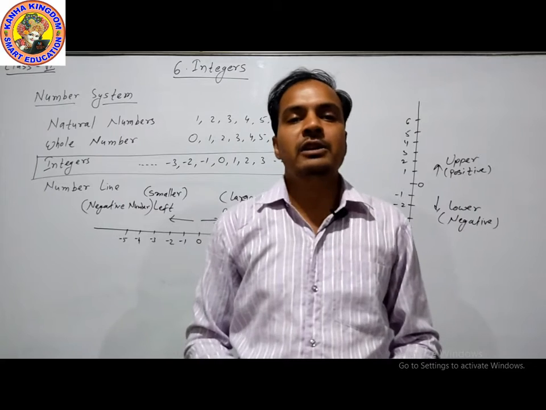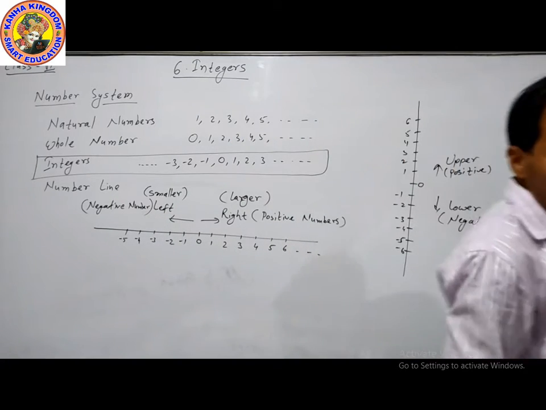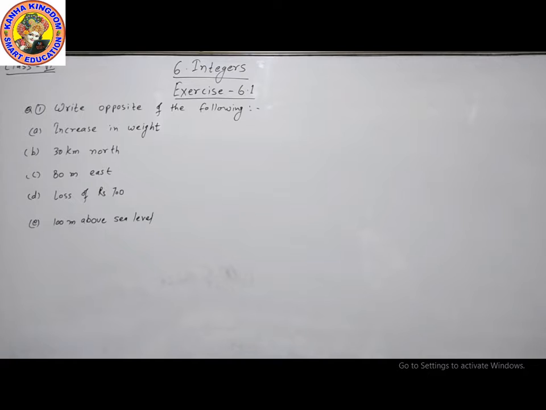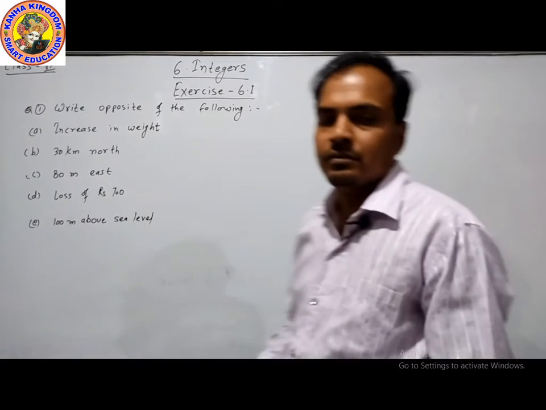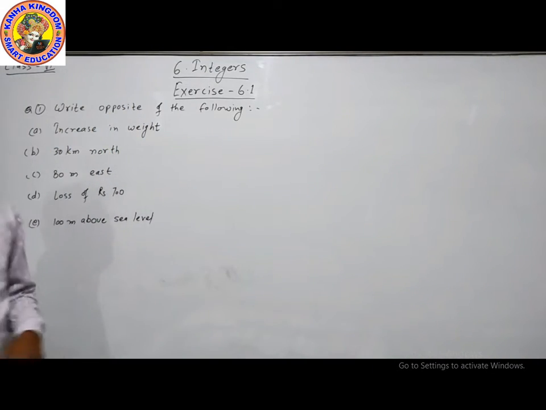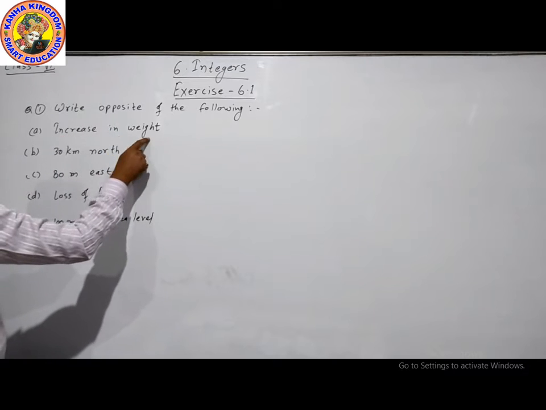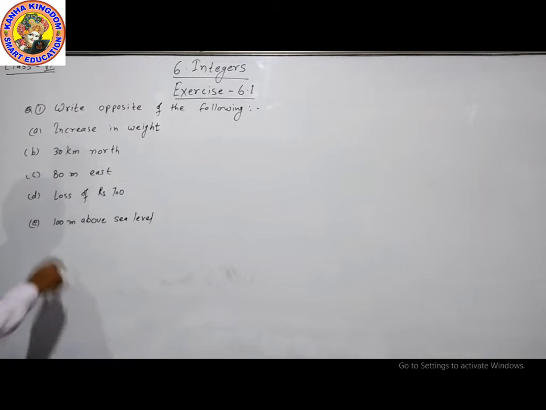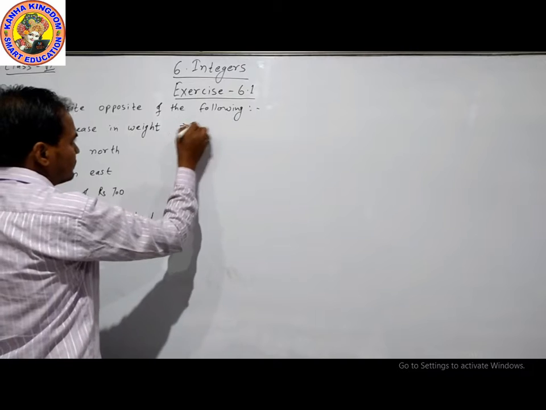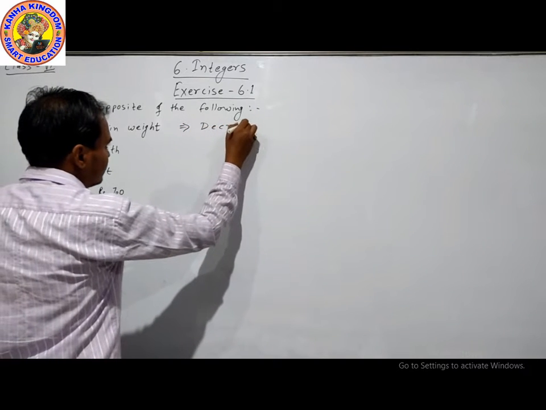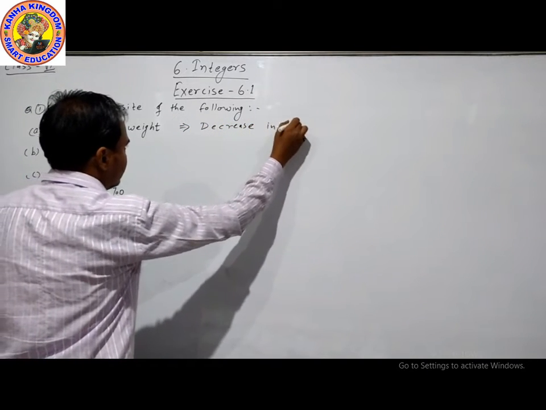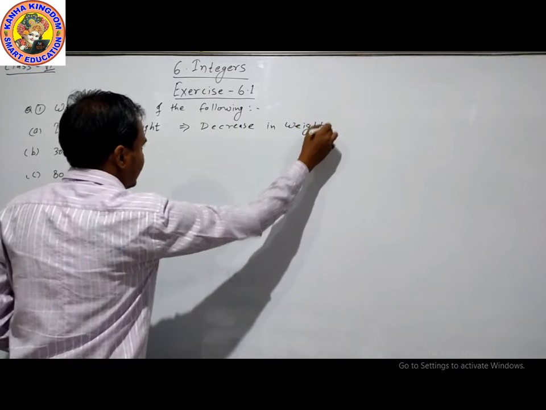We will move to our exercise. Now we are taking exercise 6.1, question number one. Write the opposite of the following. Part A, increase in weight. The opposite of increase is decrease. Decrease in weight.